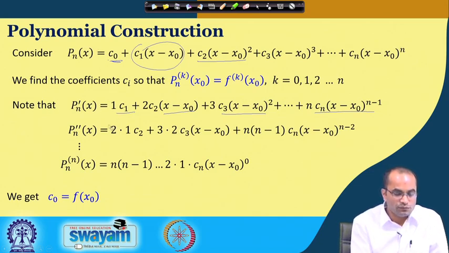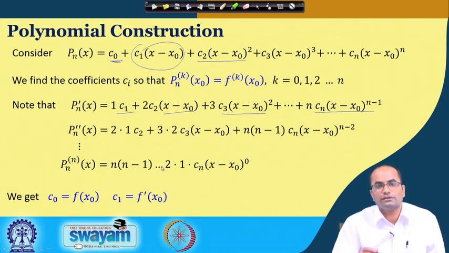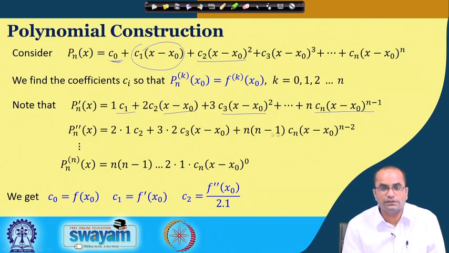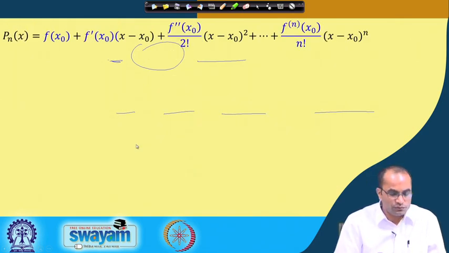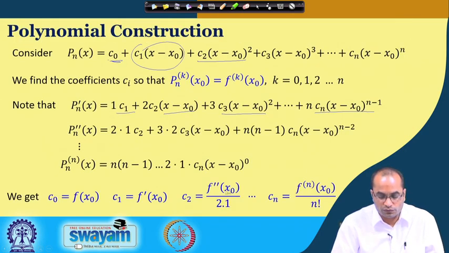Second, when we substitute in the first derivative, we get c 1 as the first derivative of the function at x 0. Then c 2 again from this condition: we get the second derivative at x 0 divided by factorial 2. And then c n will be the nth derivative at x 0 divided by factorial n.